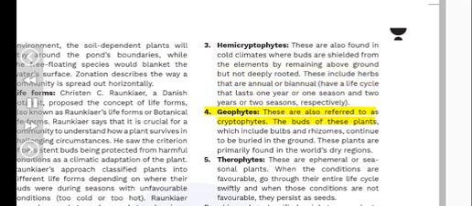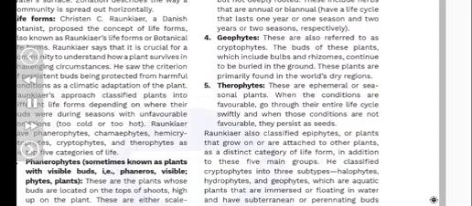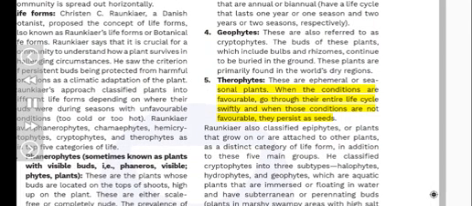4. Geophytes. These are also referred to as cryptophytes. The buds of these plants, which include bulbs and rhizomes, continue to be buried in the ground. These plants are primarily found in the world's dry regions. 5. Therophytes. These are ephemeral or seasonal plants. When conditions are favorable, they go through their entire life cycle swiftly, and when those conditions are not favorable, they persist as seeds.